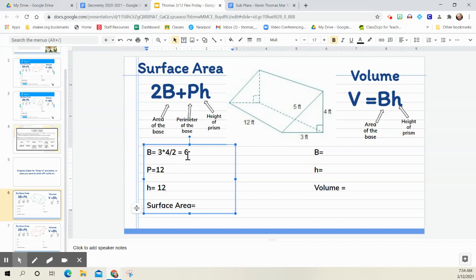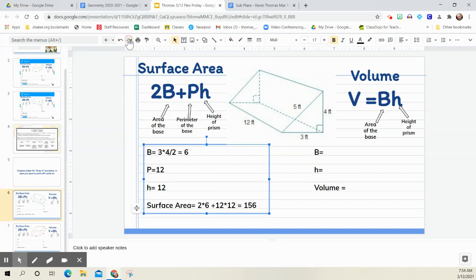Now I have all my numbers. I have the area of the base, which I'm going to multiply by 2. I have the perimeter and the height, which I'm going to multiply together, and then I add them all up. So that's 2 times 6, because that was the area of the base, plus the perimeter was 12 times 12, because the 12 is the perimeter and 12 was also the height. So I multiply 2 times 6 and 12 times 12. I add it all up and I get a total of 156 for the surface area. There you go. So that's the surface area.